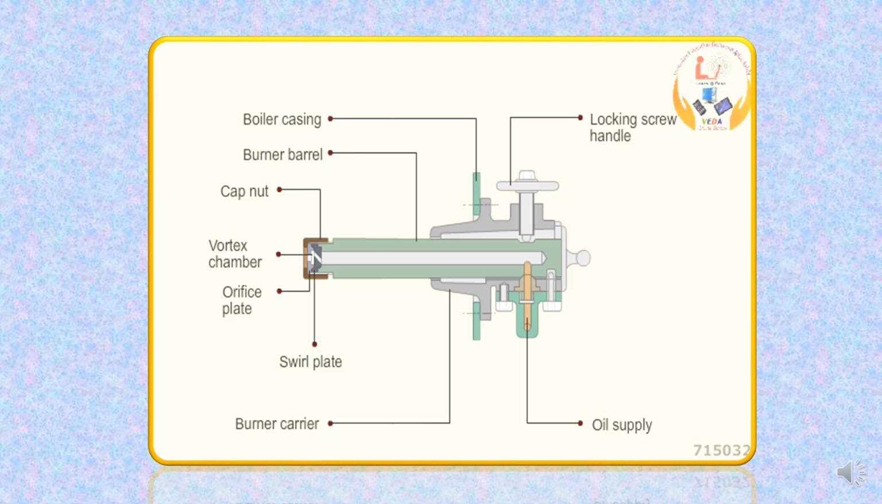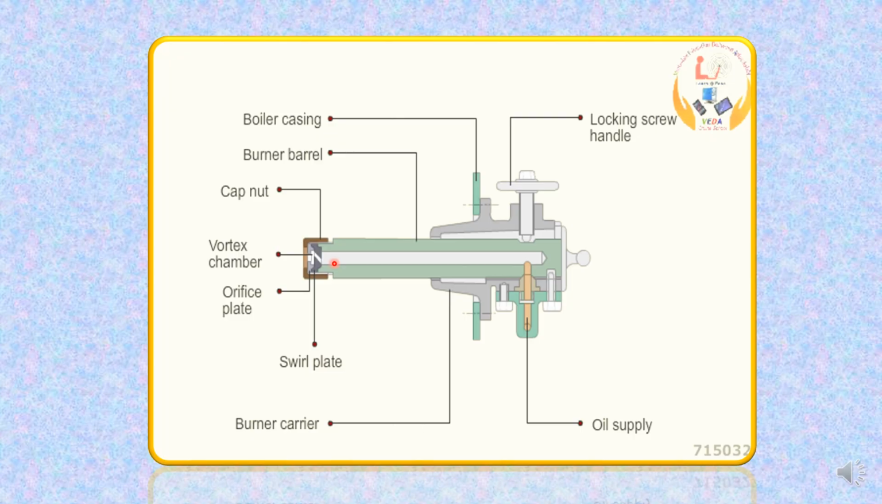As you can see, I will just show you with the laser pointer, this is your boiler casing in which this boiler burner assembly is being attached. Through this locking handle screw, it is kept in place, and this is your complete boiler burner. This is your burner carrier, as you can see in the diagram. Here the fuel oil supply pipeline is attached, and this is the central pipe through which the fuel oil is going to be passed.